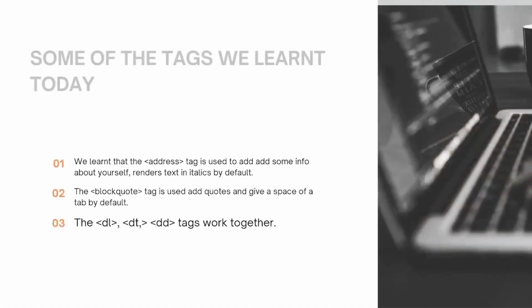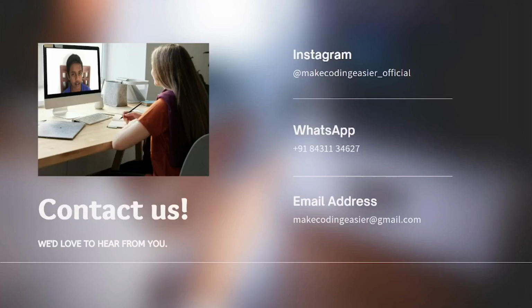The first thing we had learned today is that the address tag is used to add your address or your contact information or the copyright details on your website. It renders text in italics. The block quote tag is used to add quotes and give a space of a tab by default. Okay, the DL, DD, and DT tags work together. The DL tag is the head of both tags, then DT, then the DD.